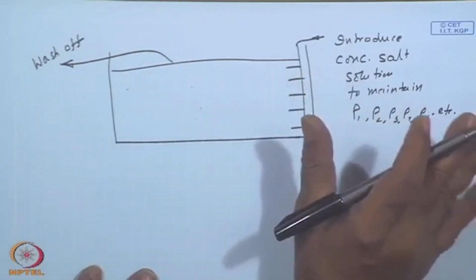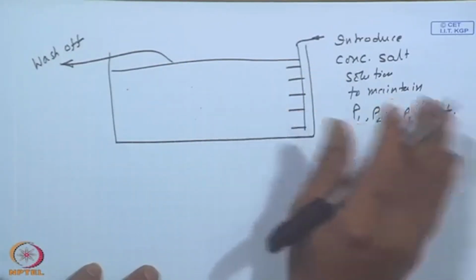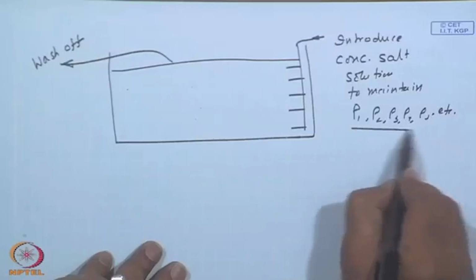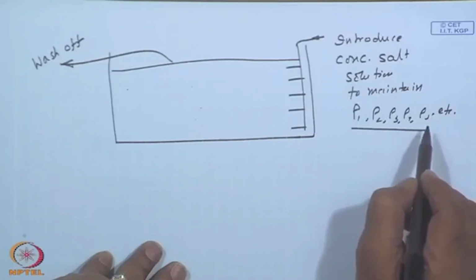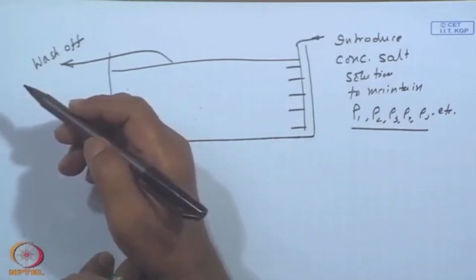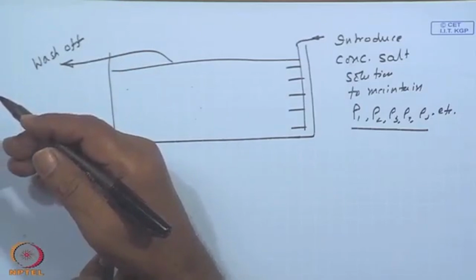So, this is the method in which you build a solar pond. You introduce a layer of water with a certain concentration of the salt, you let it get heated, then another layer, then another layer, then another layer, and they are maintained by continuously introducing concentrated salt solution and the top layer being removed by or replaced with fresh water.